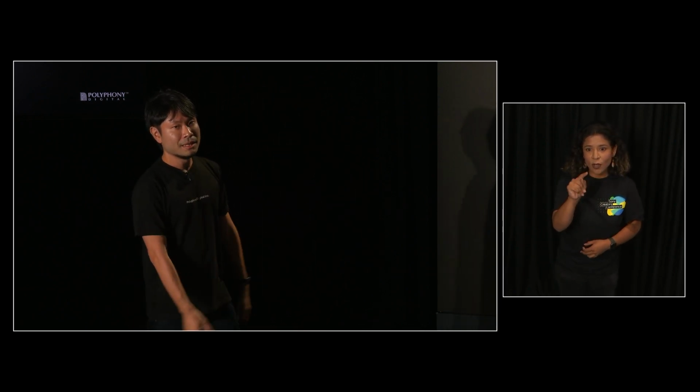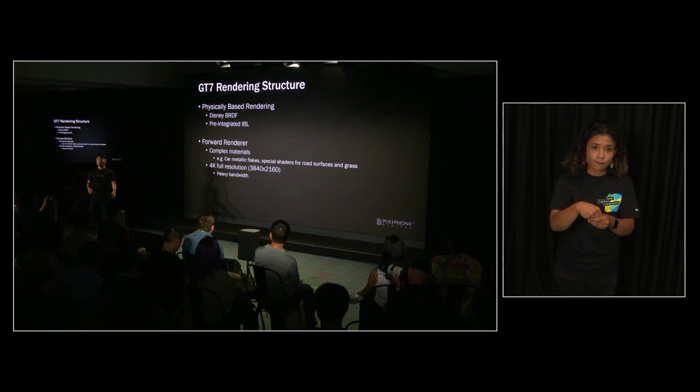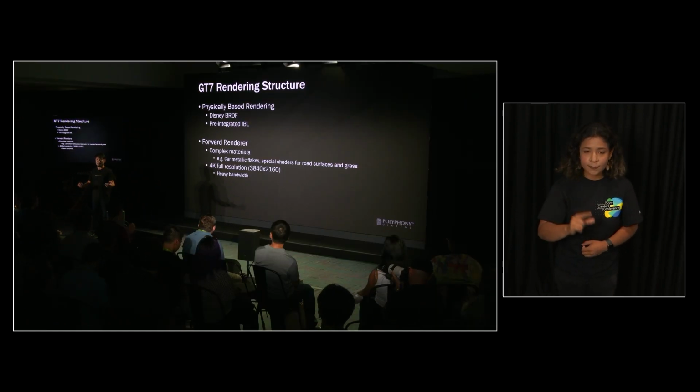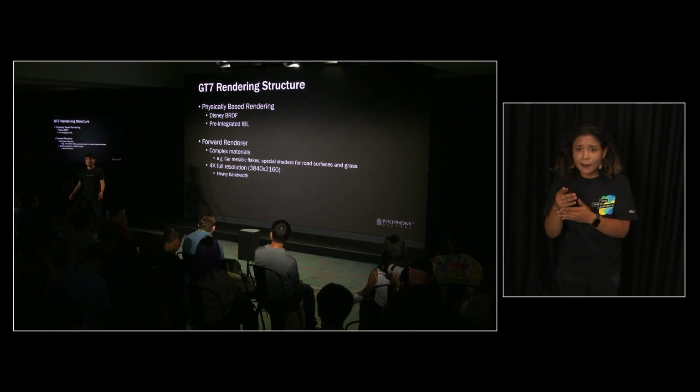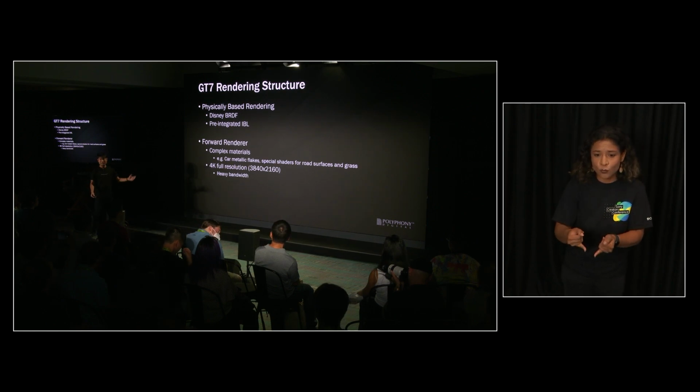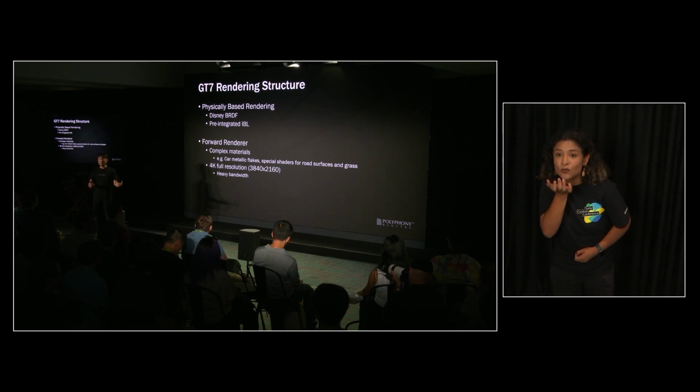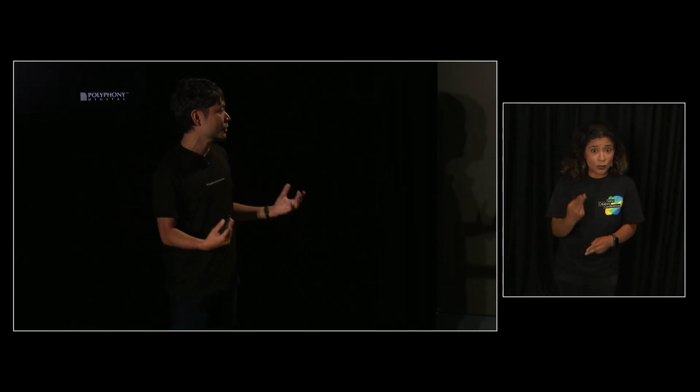Before I discuss the use of ray tracing, I will describe the basic rendering structure in Gran Turismo 7. Our rendering system is a forward rendering system using physically based rendering with Disney BRDF and pre-integrated IBL. Forward rendering is used to support complex materials such as car paint and special shaders for road surfaces and grass. Another reason we use it is to achieve 4K full resolution.